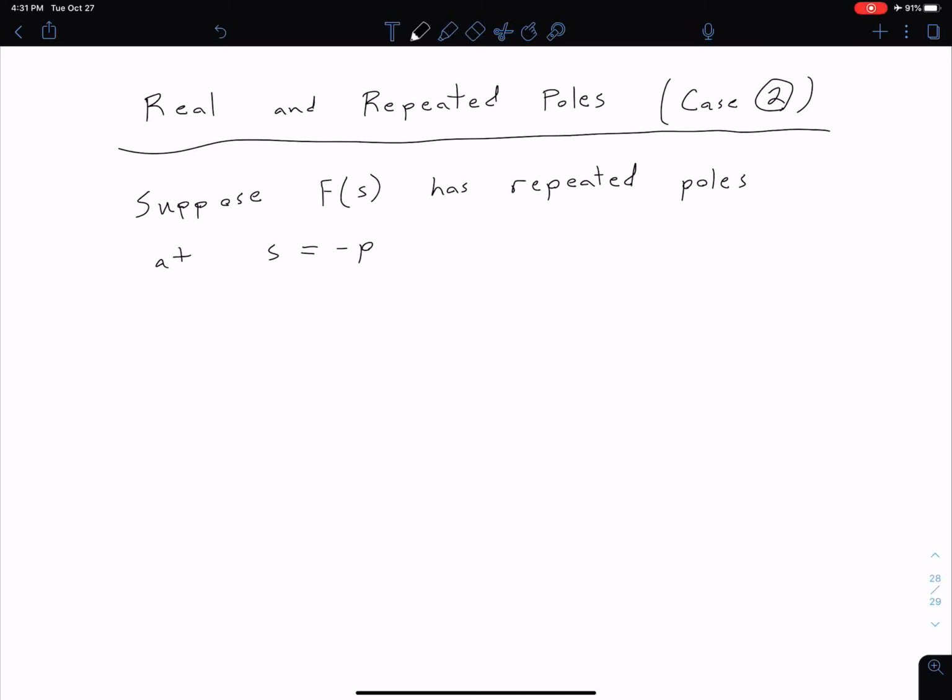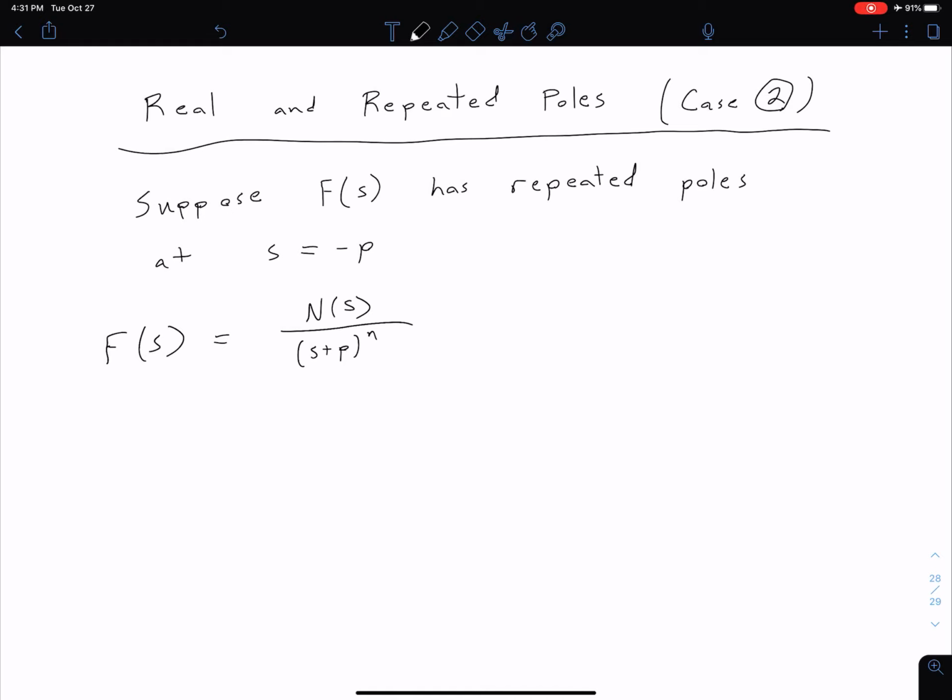Let's now look at our second case, where we have real and repeated poles in our function F(s). So let's suppose that our F(s) has repeated poles at some point s equals negative p. What this would look like is F(s) equals some numerator polynomial, and in the denominator, to generalize, let's say we have (s plus p) to the power of n.